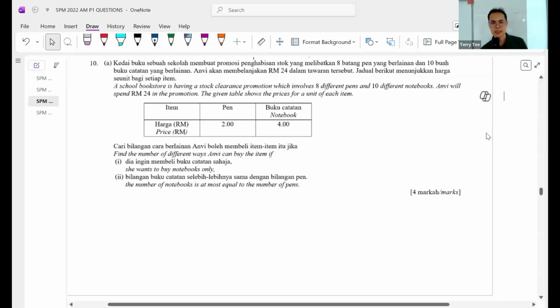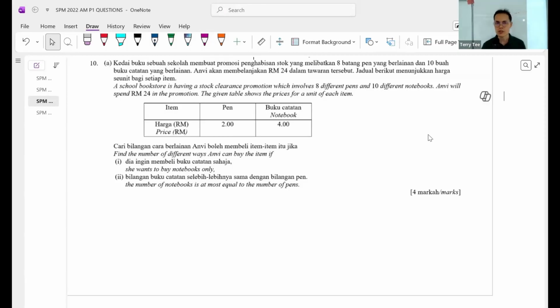Okay, moving on to question number 10. This question is quite tricky. It is actually from Form 5, Chapter 4, Permutation and Combination. So a lot of people wouldn't be able to see. The first part is actually combination.